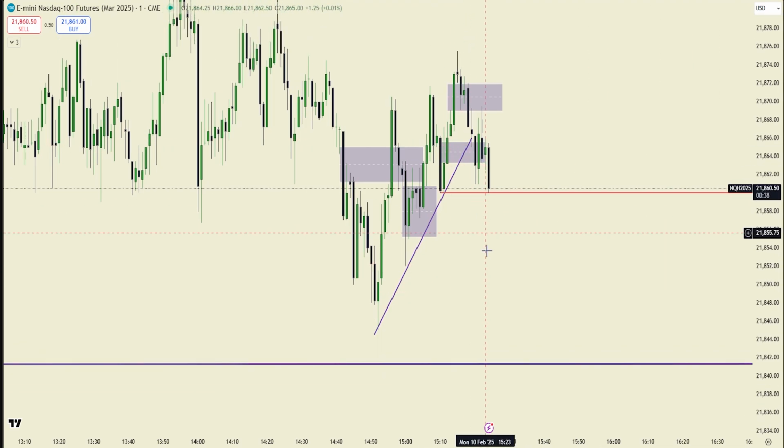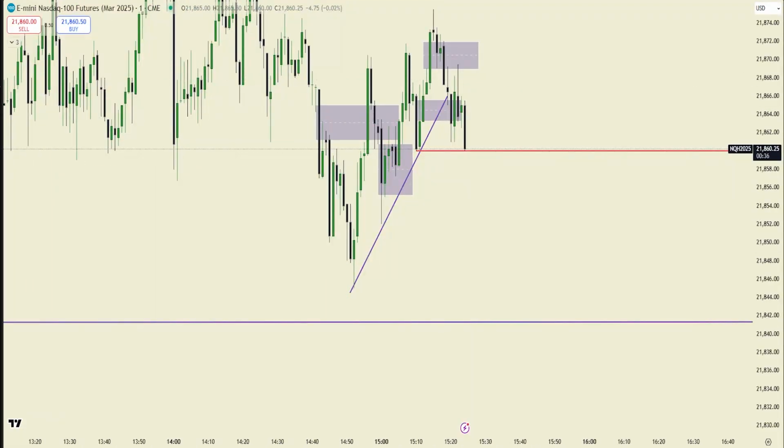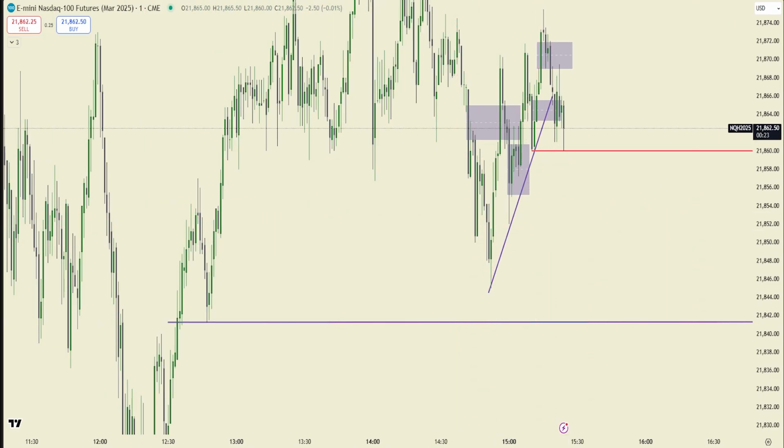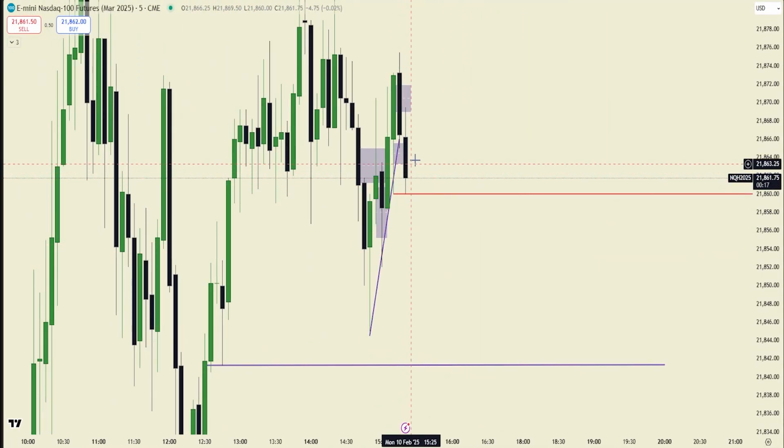We could see LRLR here. Like, this might get ran. We definitely have it on... actually, we don't really have it on ES. Oh, wait, yes, we do. Okay, so ES has the most obvious LRLR in the world right now. So we could see price run to that. So here's the next 5-minute candle here.